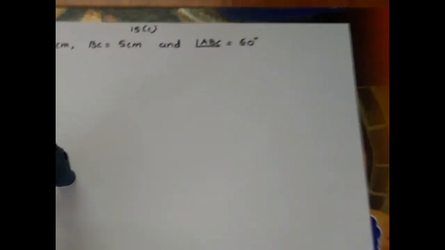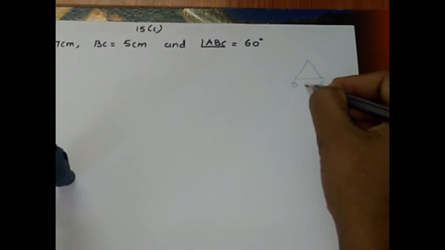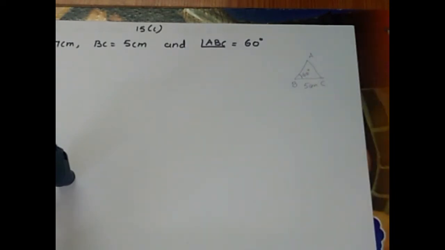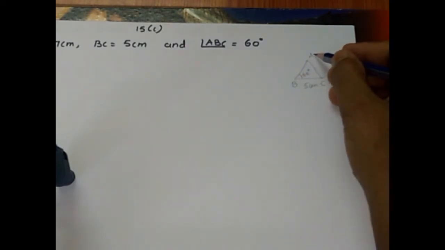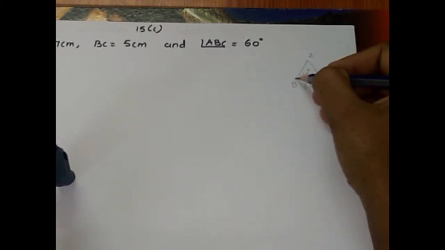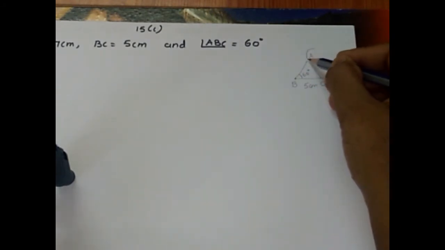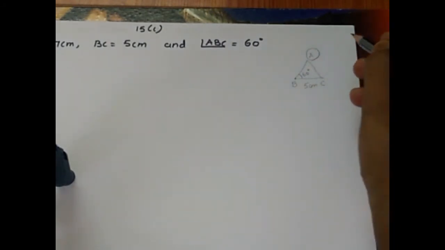So while drawing my rough diagram, I'll make clear that BC is my base, so that its measure is 5 cm, and at the point B, angle ABC, I need to construct an angle of 60 degrees, and the measure of AB is given. So if AB is given, what we need to do? Keep your compass at B and cut an arc for the point A. So angle 60 degrees and the measure of AB 7 cm will give the point A, the third vertex.